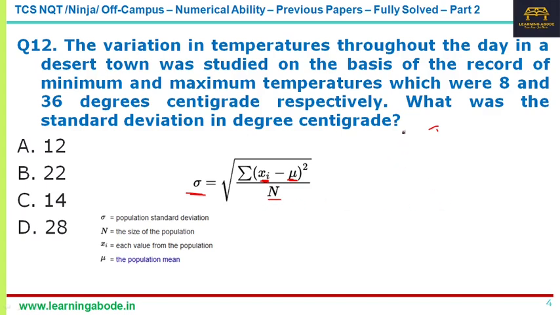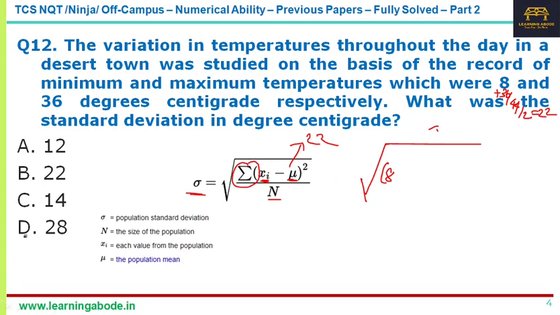As far as this question is concerned, it is very simple, and this symbol stands for summation. First let's calculate the mean value. 8 plus 36 is 44, and 44 by 2 is 22. The mean value is 22. Actually this can be done directly. One minimum value is 8, so 8 minus 22 is 14, and 36 minus 22 is also 14. So we have 14 square twice, divided by n, which is 2. Finally we have root of 14 square, so the answer is 14. We can mark it and move on.